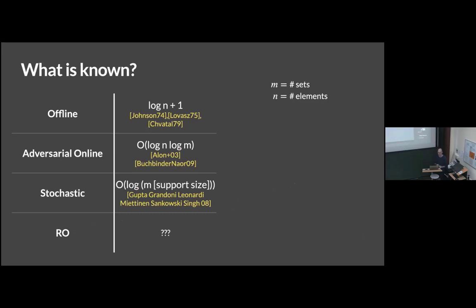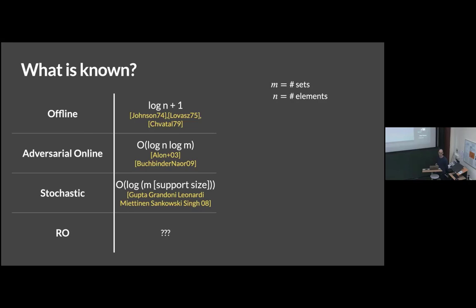So what's known for this problem? Surprisingly, nothing. Somehow this question has been overlooked as far as we know. So offline, you can get a log n plus 1 approximation. This is a classic result that's taught in approximation algorithms courses. The simple greedy algorithm, for example, achieves this bound. In adversarial order, this original paper and a long line of follow-up work showed that you can get a log n times log m approximation, even despite the fact that you don't know anything about the ground set, which I think is sort of amazing. And this is the right answer.